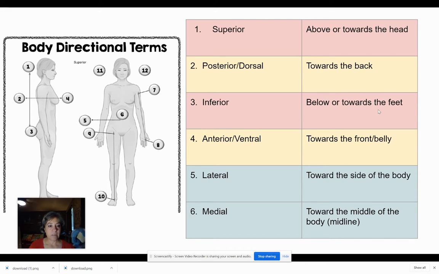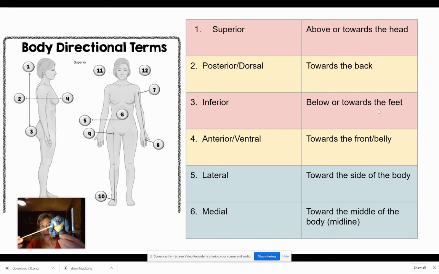So this is how we use these terms. If I say I want to compare 2 body parts like the head and the foot, okay? The head is superior to the foot because it's above it, okay? It's above the foot, or it's towards the head. I can even say the chest. The chest is superior to the foot because it's above it.